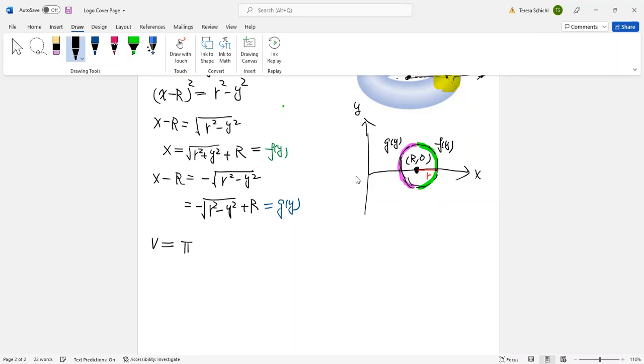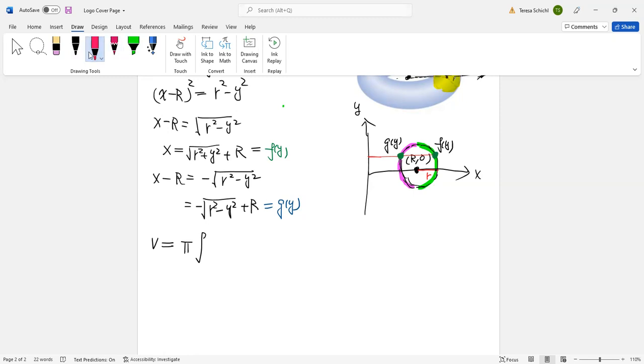So let's take a look at my pi r squared. The first r is here. This is my outer radius, and I'm going to subtract the inner radius. That's why I'm going to get the area in between, right? So this is the inner, and this is the outer radius here.